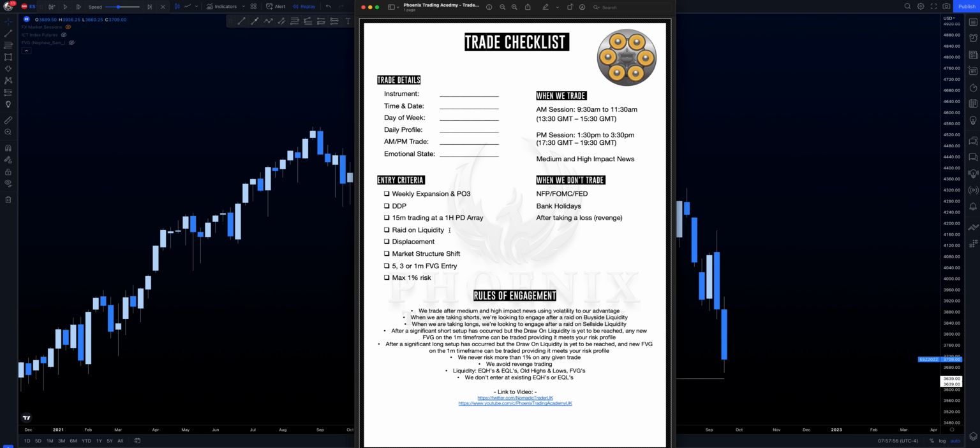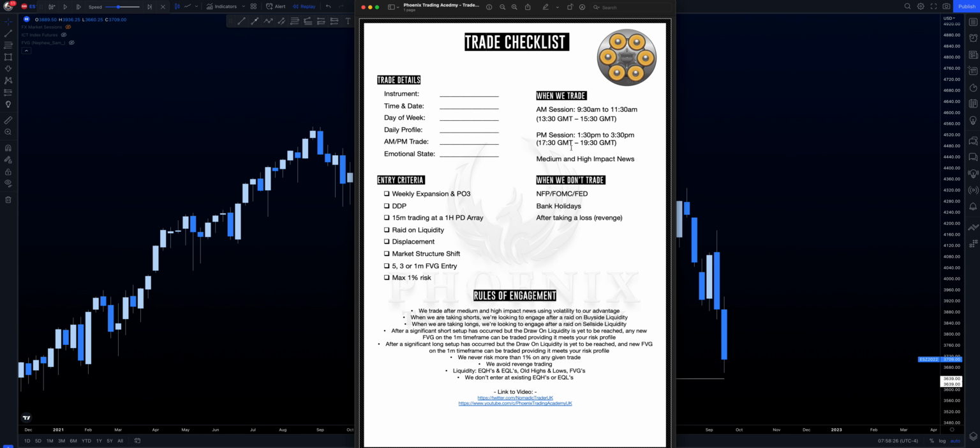There needs to be a raid on liquidity, which will be the opposing liquidity of your trade, or at least the opposing direction of your trade, which is also the Judas swing. Following a raid on the liquidity, there needs to be a displacement. Then you need a market structure shift, and then you're looking for a 5, 3, or 1 minute fair value gap for entry with a maximum risk of 1%.